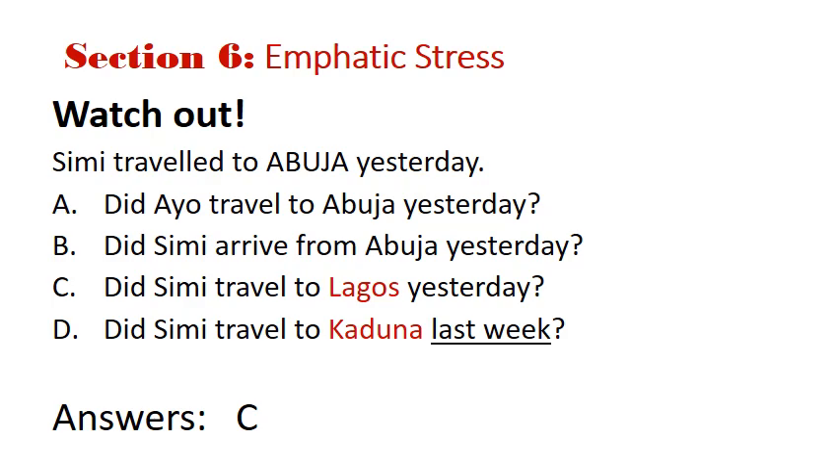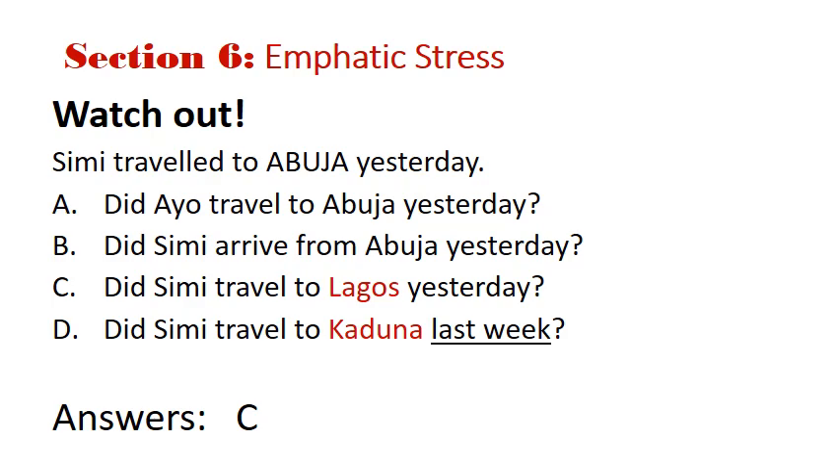We leave A. B. Did Simi arrive from Abuja yesterday? The change is on arrive. Emphasis on the given sentence was not traveled, so we cannot choose B. We get to C. C says, did Simi travel to Lagos yesterday? Lagos is different from Abuja. Option D says, did Simi travel to Kaduna last week? Kaduna is also different from Abuja, but in the same way, last week is different from yesterday.